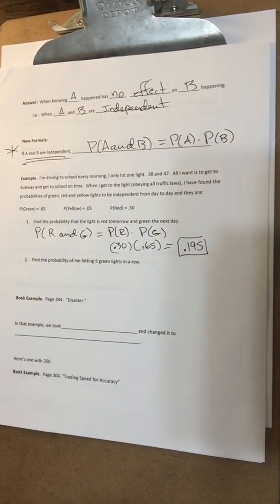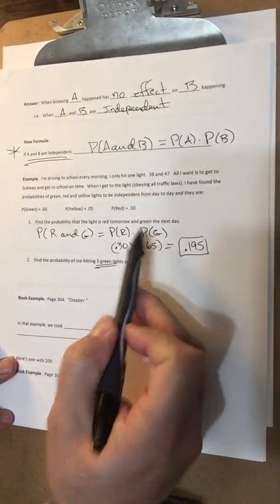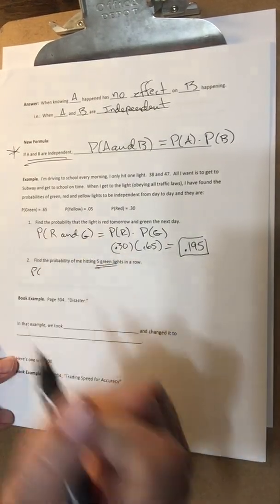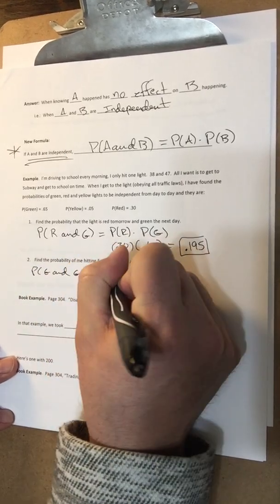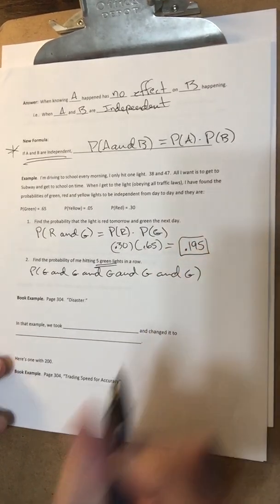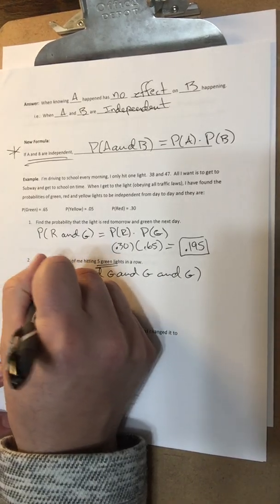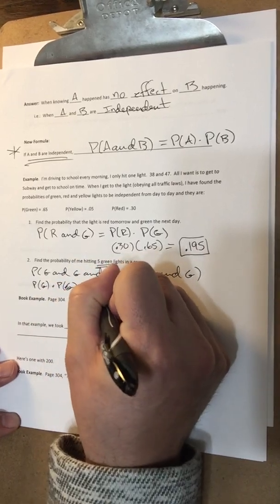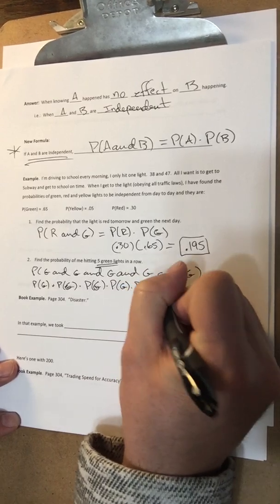Okay, find the probability of me hitting 5 green lights in a row. Okay, well that's just 2 days in a row, and I had to multiply 2 things. Now I've got 5 days in a row. So basically, this is going to be the probability of green and green and green on Wednesday and green on Thursday and green on Friday. Green and green and green and green and green. So that's going to be the probability of green times the probability of green on the second day, times the probability of green on the third day, times the probability of green on the fourth day, and times the probability of green on the fifth day.